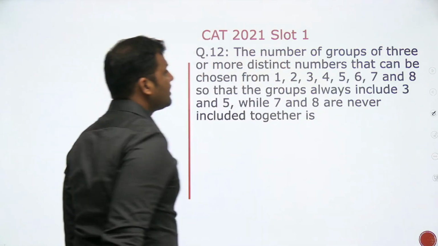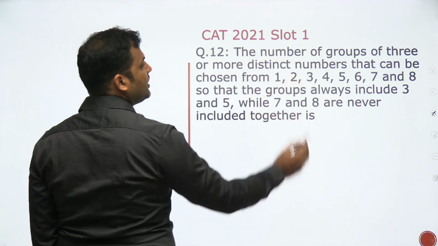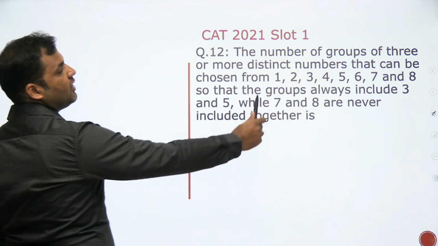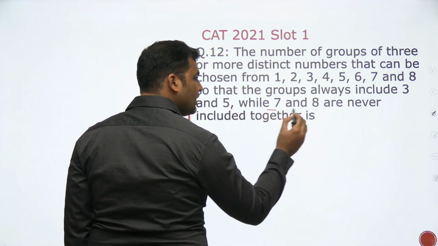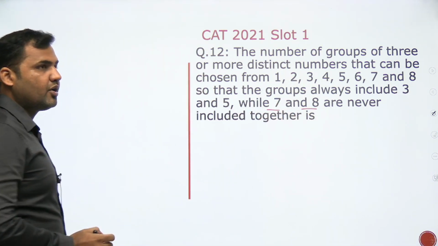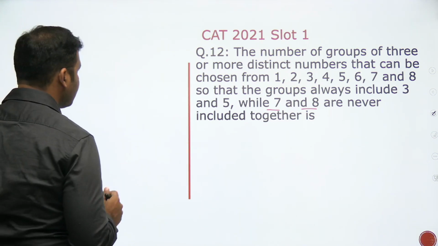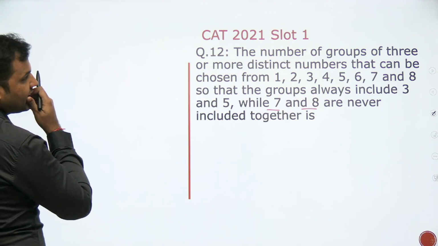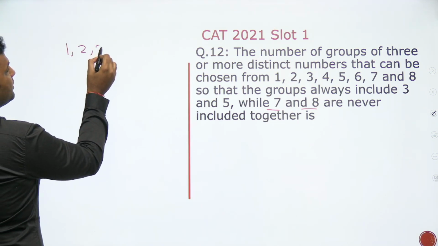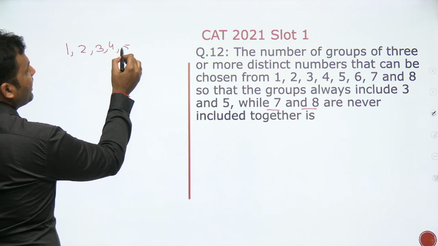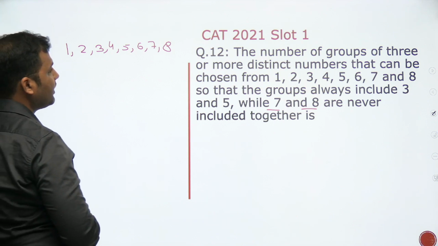Moving on to the next question, question number 12. The number of groups of 3 or more distinct numbers that can be chosen from 1, 2, 3, 4, 5, 6, 7 and 8 so that the group always includes 3 and 5 while 7 and 8 are never included together. This is from the chapter of permutation and combination, guys. Listen everybody. What do I have here is I'm given these numbers 1, 2, 3, 4, 5, 6, 7 and 8. These numbers are given to me, right?